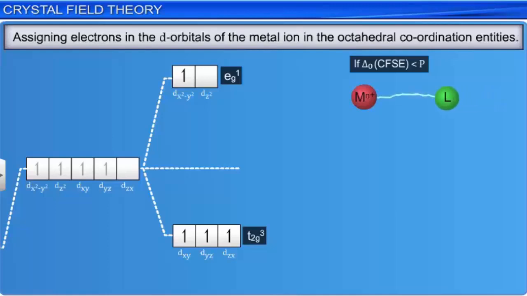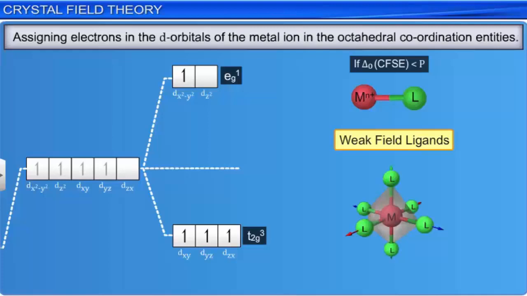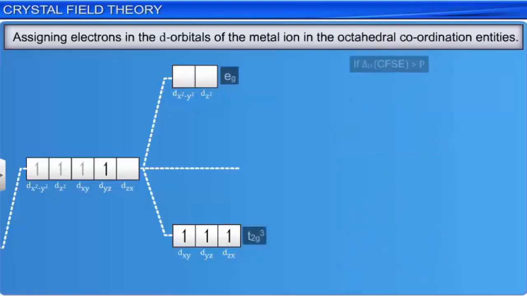If the crystal field splitting energy is higher than the pairing energy, then the fourth electron enters a T2g orbital and pairs up with one of the electrons, giving the configuration T2g4 Eg0. Ligands for which the crystal field splitting energy is higher than the pairing energy are known as strong field ligands. The complexes formed with these ligands would be the low-spin complexes.